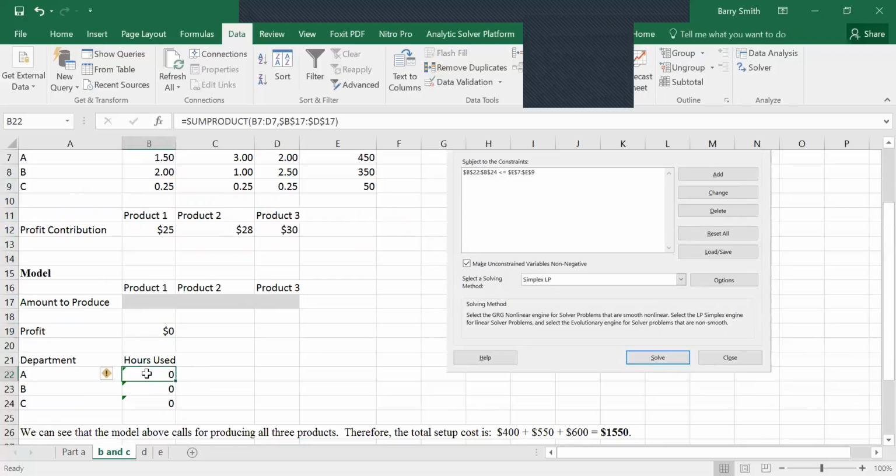Then our hours used, that's pretty easy. Again, it's going to be that B7 to D7 row times the amount produced here. So we're just going to take it times those. And we're going to do that for department A, B, and C. The only difference is the different values. We're going to use the B row, the C row for the bottom 2.